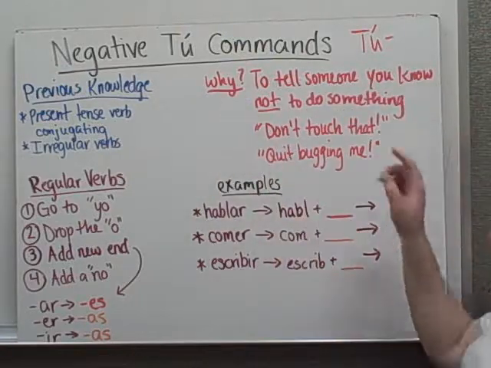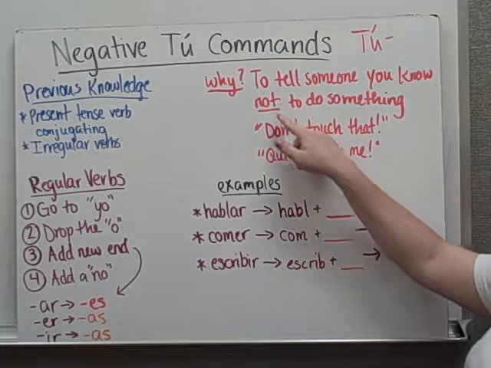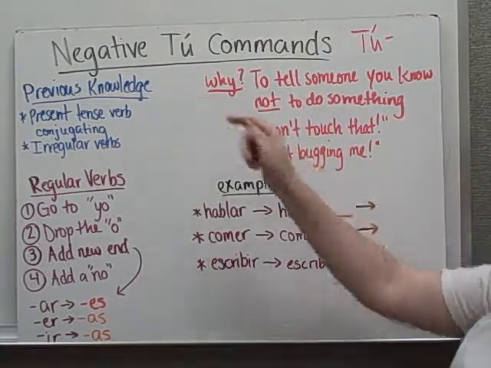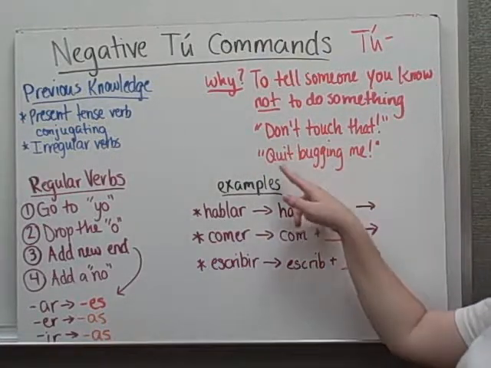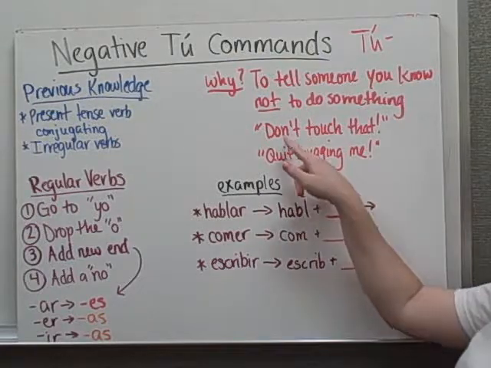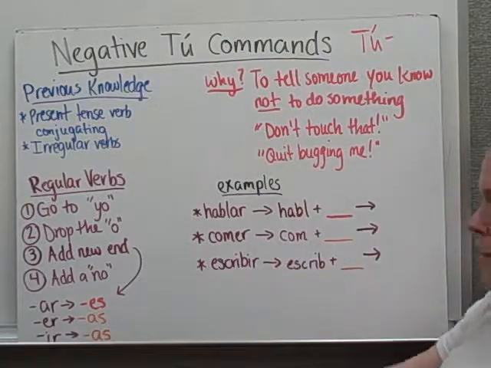Why are we doing this? To tell someone you know not to do something. It's a negative command. Don't touch that. Quit bugging me. Do not do this, do not do that.